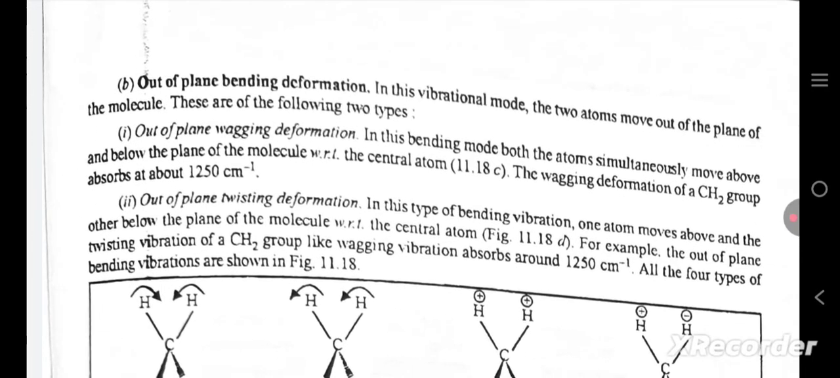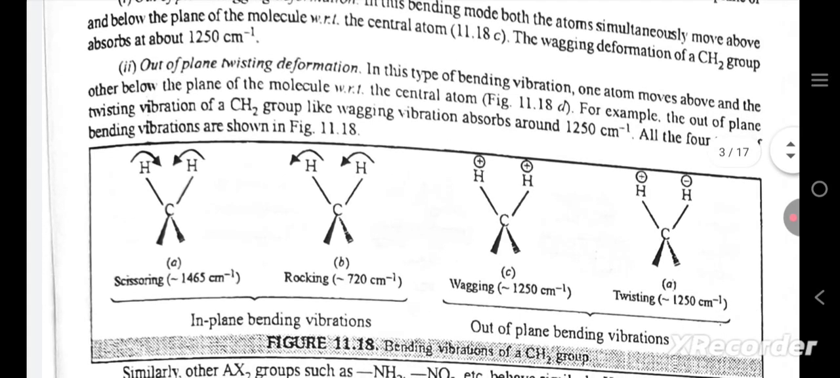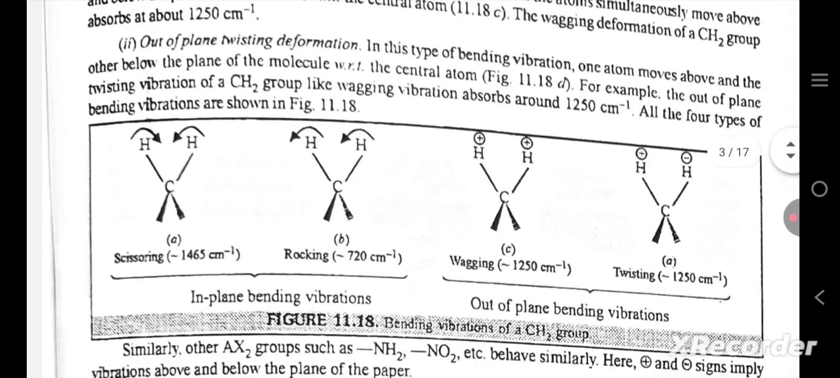Out of plane bending deformation. In this vibration mode, the two atoms move out of the plane of the molecule. These are of the following two types. Out of plane wagging deformation: in this bending mode, both the atoms simultaneously move above and below the plane of the molecule with respect to the central atom. The wagging deformation of a CH2 group absorbs at about 1250 centimeter inverse. Out of plane twisting deformation: in this type of bending vibration, one atom moves above and the other below the plane of the molecule with respect to the central atom. For example, the out of plane twisting vibration of a CH2 group, like wagging vibration, absorbs around 1250 centimeter inverse.